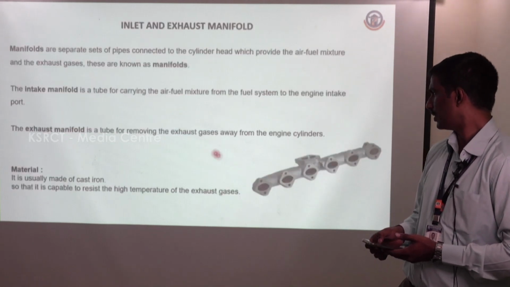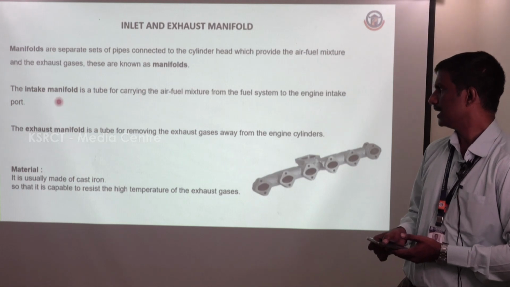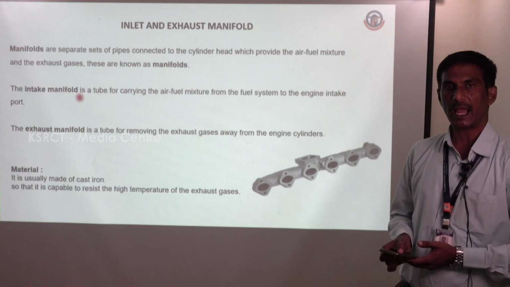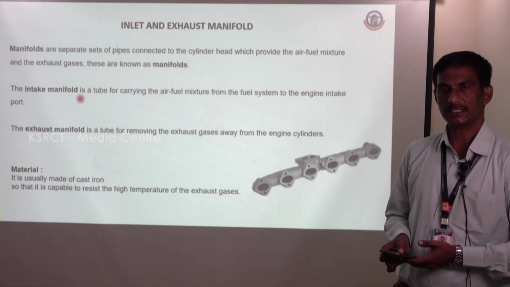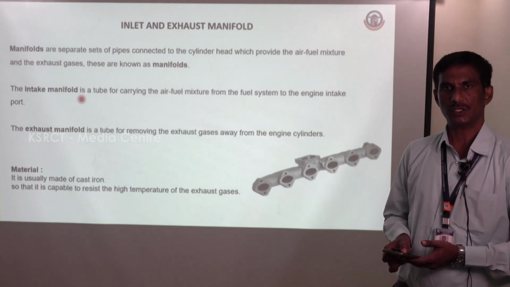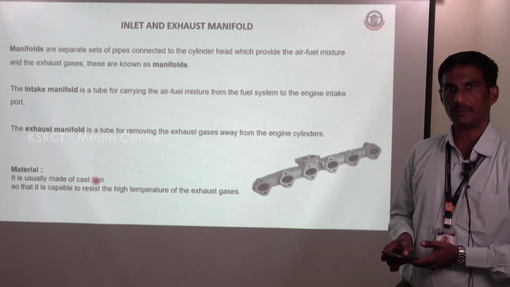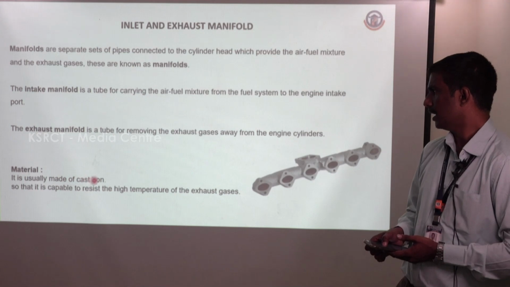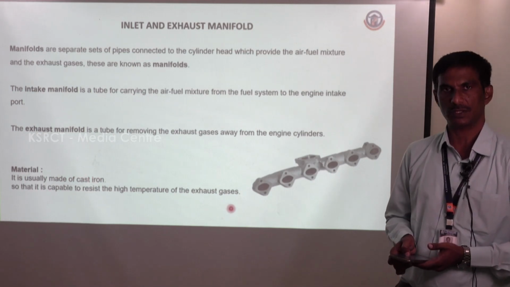The last important component is called the manifold. There are two manifolds: the intake manifold and the exhaust manifold. The intake manifold takes the air and fuel mixture into the cylinder, and the exhaust manifold takes the exhaust mixture from the engine to the silencer pipe. And what type of material do we use for the manifold? It is cast iron, and it is capable of resisting the high temperature of the exhaust gases.